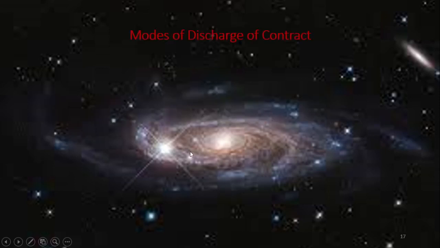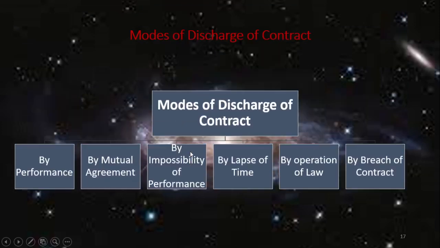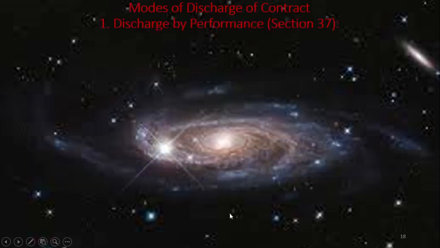There are various modes or methods to cancel or to close a contract. And these modes are by performance, by mutual agreement, by impossibility of performance, by lapse of time, by operation of law, or by breach of contract. Let us see one by one in detail.